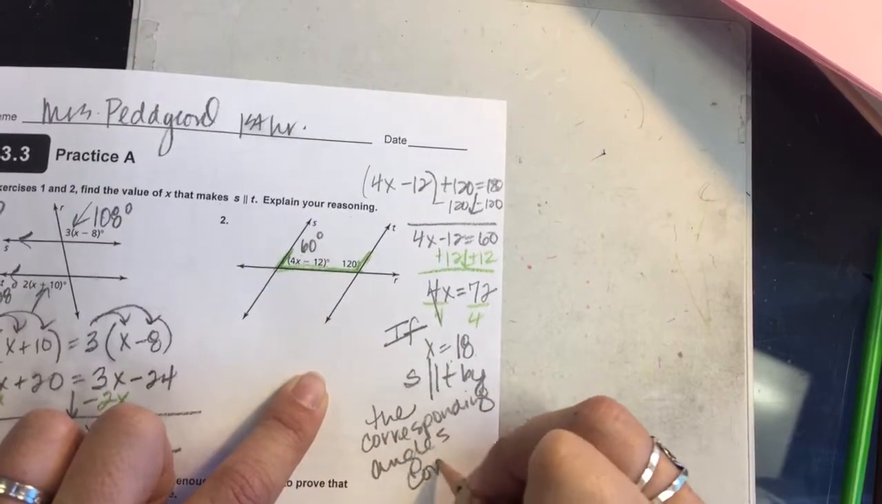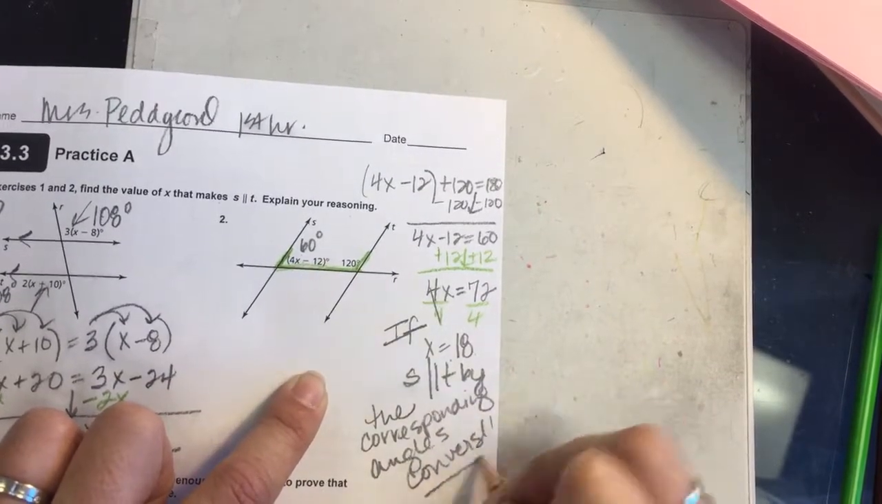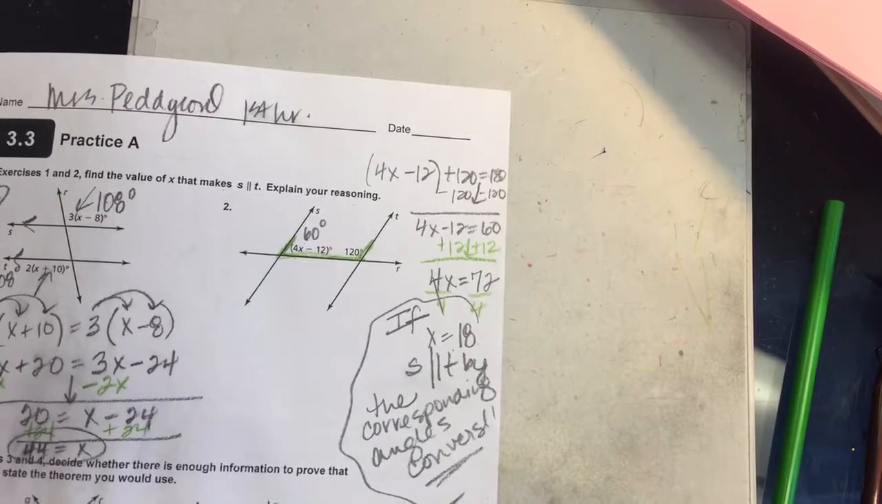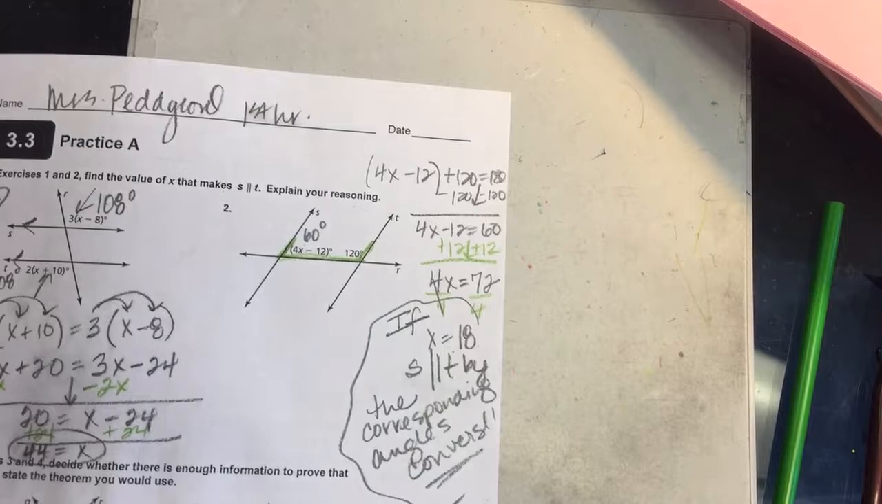So that's what this explain your reasoning looks like. As long as I plug that value in for x, I'm going to have what I need. I'm going to go on to number 3 here in a second. I'm going to sharpen some pencils first.